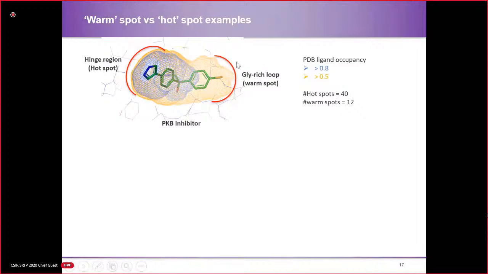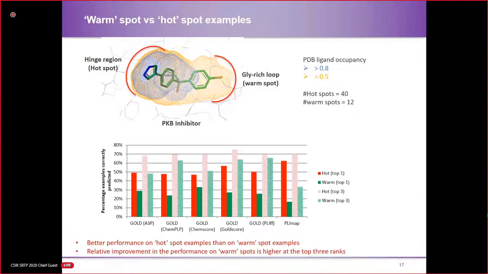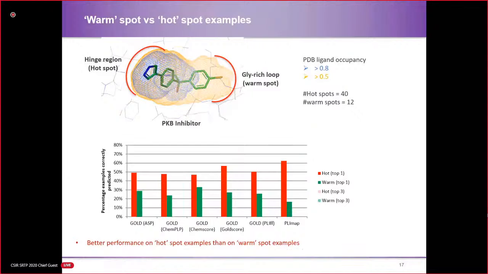In our example, it is quite intriguing to note that our program works very well against the hotspots, but against the warm spots, it's slightly poorer than the other scoring functions. And this is true for the top 3 ranks as well as the top 1 rank. The reason is that since we search the whole of the active site, we are quite good at finding the best ranking spot because we don't leave any stone unturned in the active site.